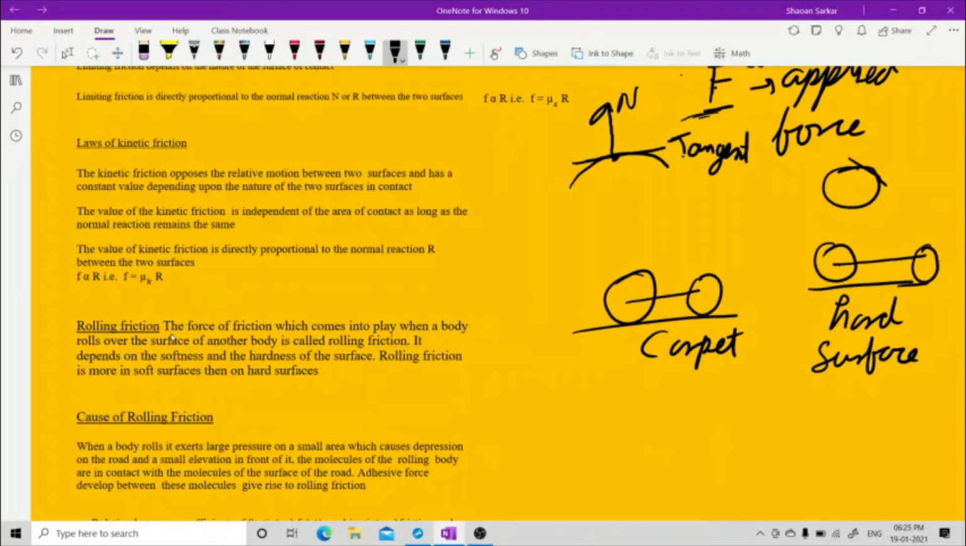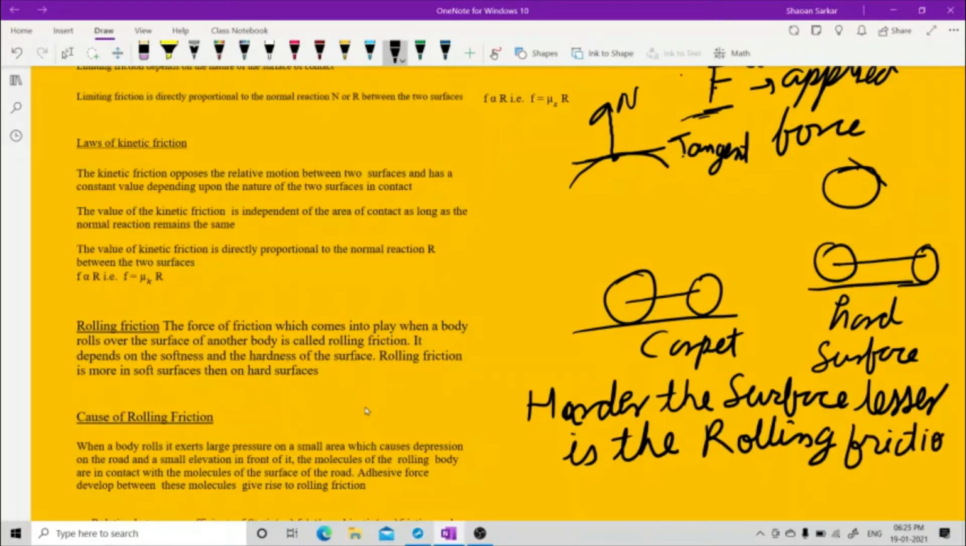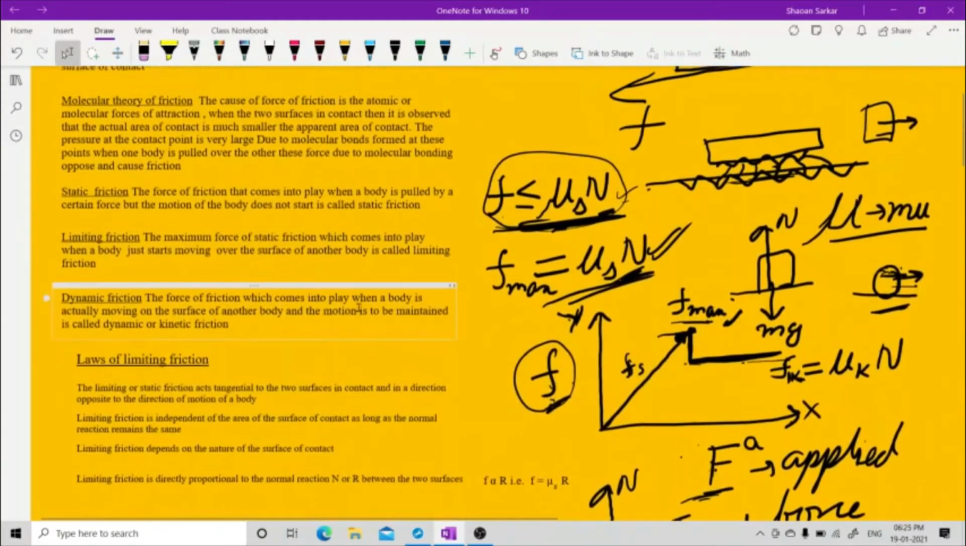So rolling friction has nothing to do with rolling. It only depends on the hardness and the softness of the surface. Let me write down: the harder the surface, the lesser is the rolling friction. Rolling friction is just a misnomer, a name given to something which it should not basically have been given. Then the causes of rolling friction: the molecules, what I explained to you here exactly, somewhat like this.